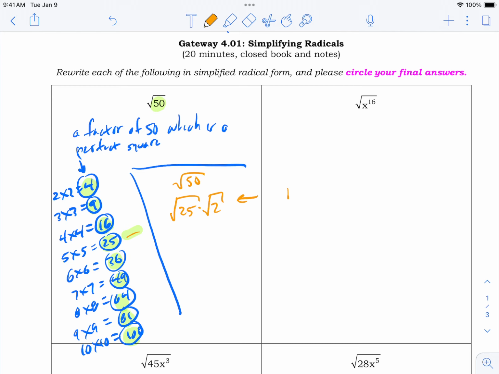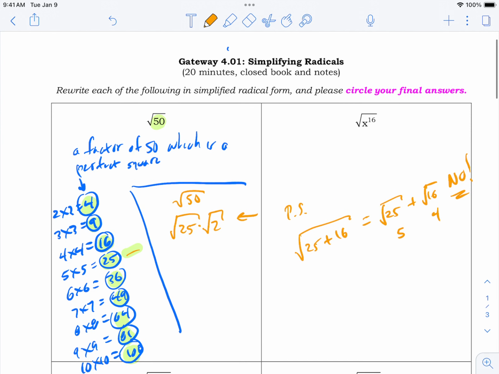Just as an aside, please never do this. If you had a 25 plus a 16, you could not break it up this way. It does not work for addition. Root 25 is 5 and root 16 is 4, so we're getting a 9. But 25 plus 16 is 41. Is the root of 41 equal to 5 plus 4? No, it is not. It does not work for addition, but it does work for multiplication.